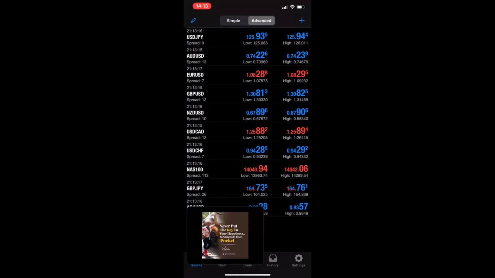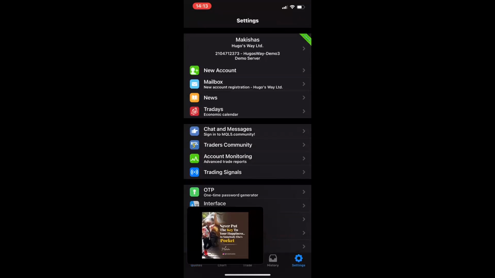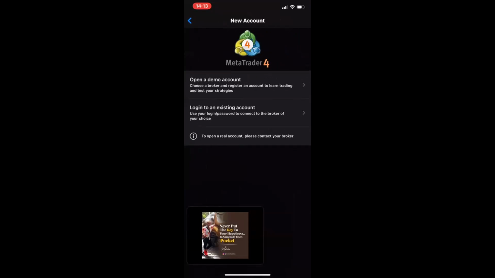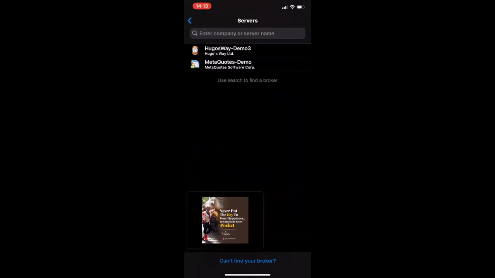So how do you open up your demo account? Down here at the bottom right-hand corner, it says settings. When I click on settings, all you want to do is click on new account. Once you do that, it says open a demo account, okay? Open a demo account. Move this over so I can see. There we go. It says open a demo account. You click on it, and what you want to do is choose a broker, okay?